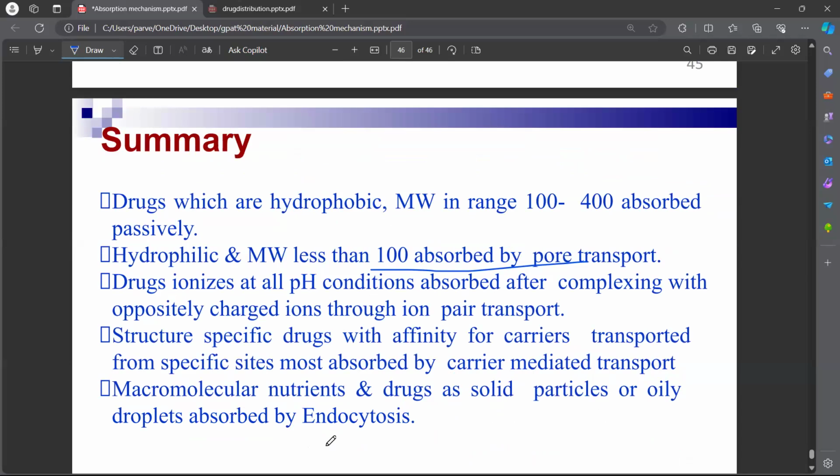Do you guys have any doubt regarding the absorption up to now? Does anyone have any doubt?